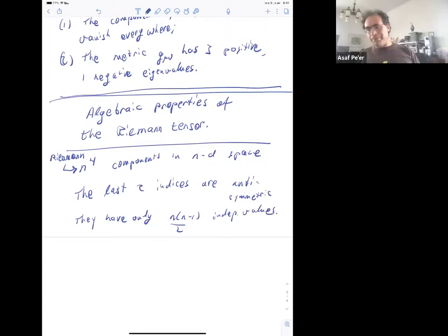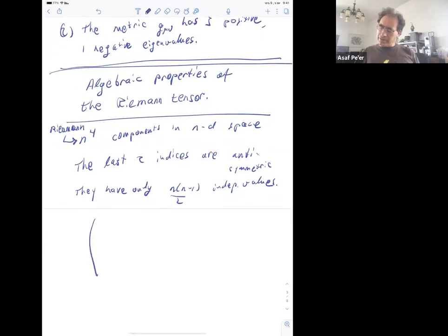Do you all see why? Just to be on the safe side, let's say I have the last two indices, mu and nu, and there are n dimensions, so there is 1 to n. Let's say it's a 4. So they can have values, all of that is filled with values, right? But they're anti-symmetric.